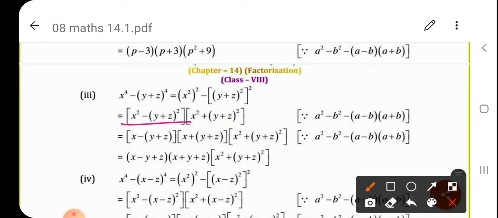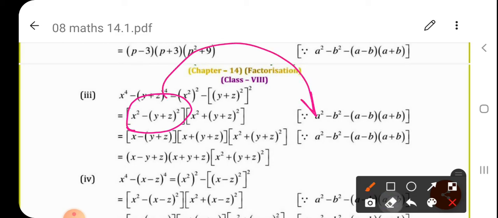Okay. Then further, this is again a square minus b square. From this equation we have expanded, we have converted in this equation. Now you can compare this equation with this a square minus b square. So this equation you have written in this form. Again for the simplification, still it is the same as a square minus b square.